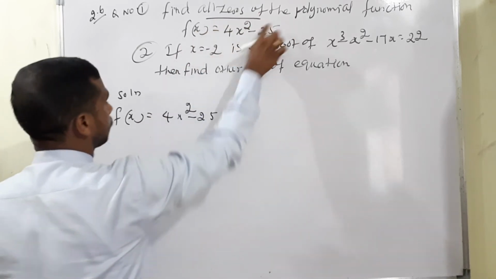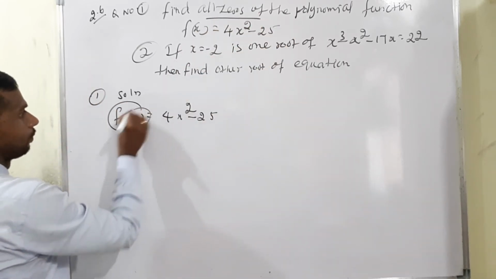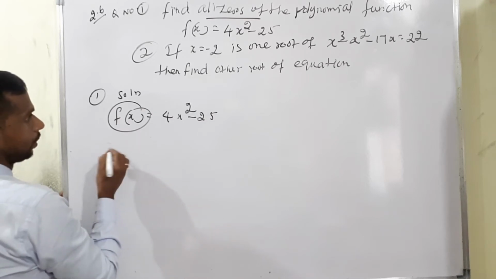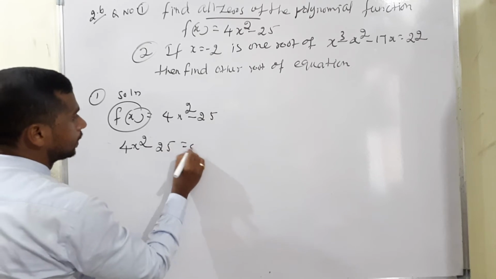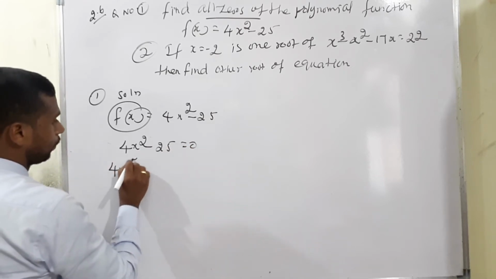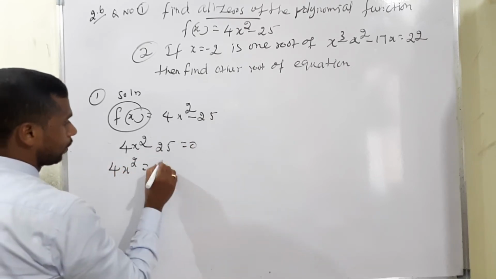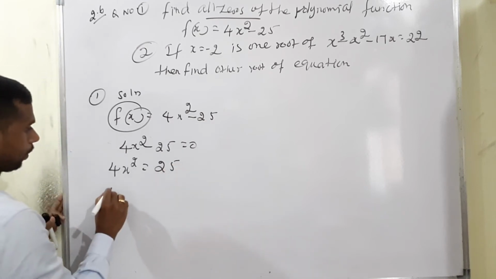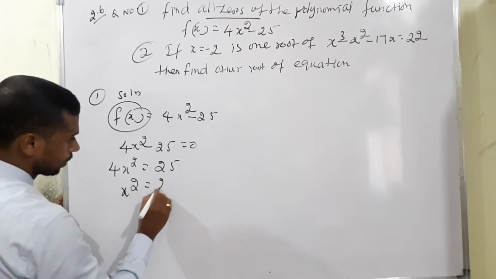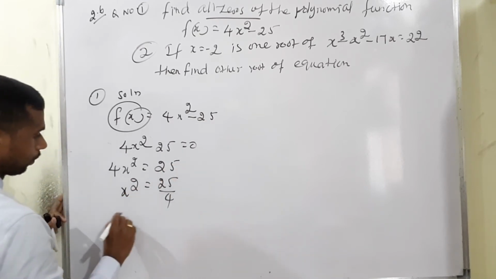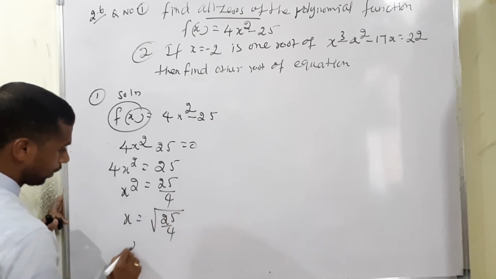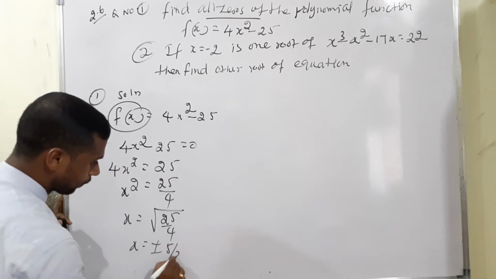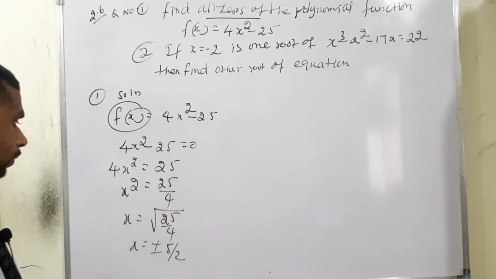The condition is zeros of the polynomial. So, consider f of x equal to 0, which means 4x square minus 25 is equal to 0. Therefore, 4x square is equal to 25, bringing it to the opposite side makes it positive. Therefore, x square is equal to 25 by 4. Therefore, x is equal to square root of 25 by 4, so x is equal to plus or minus 5 by 2. 25 is the perfect square of 5, 4 is the perfect square of 2.